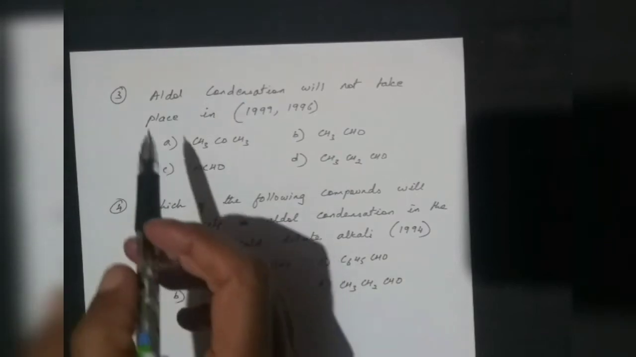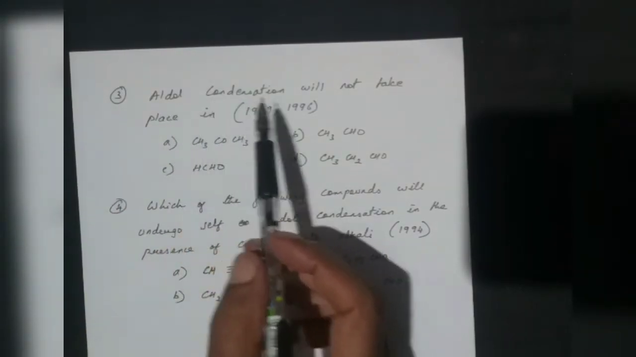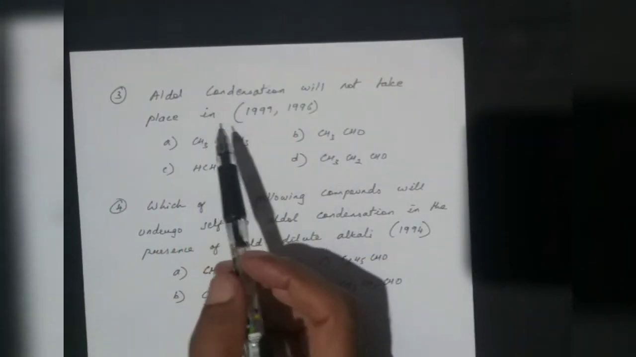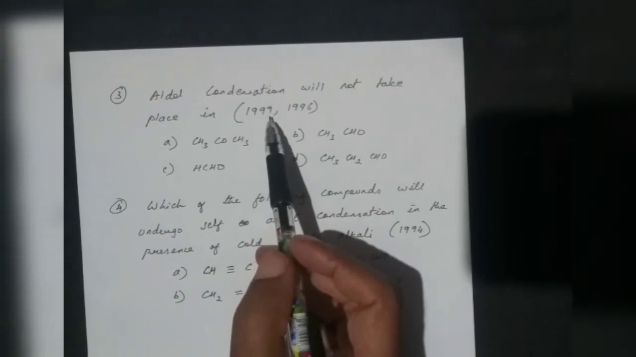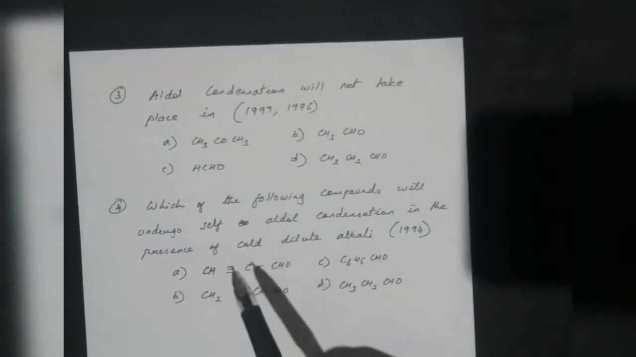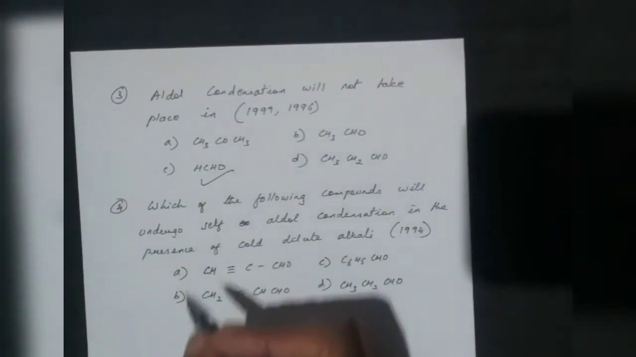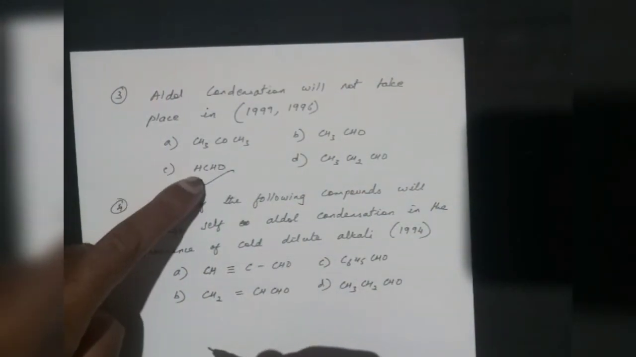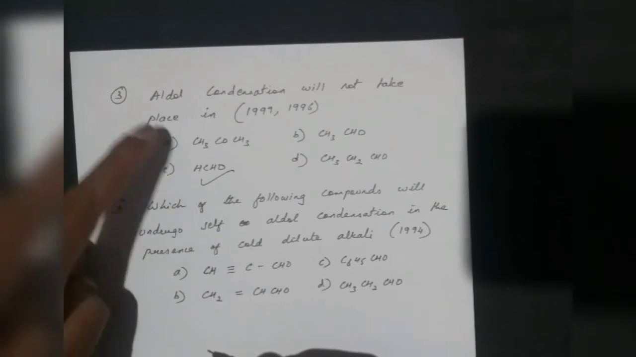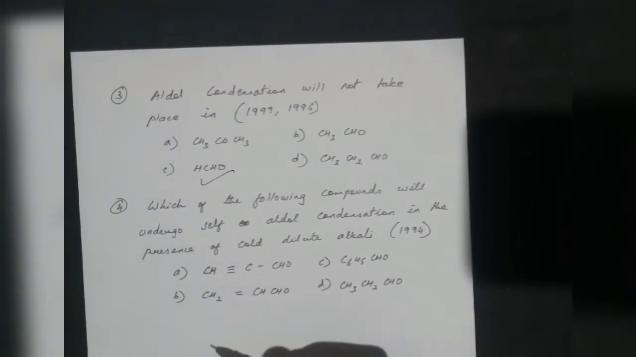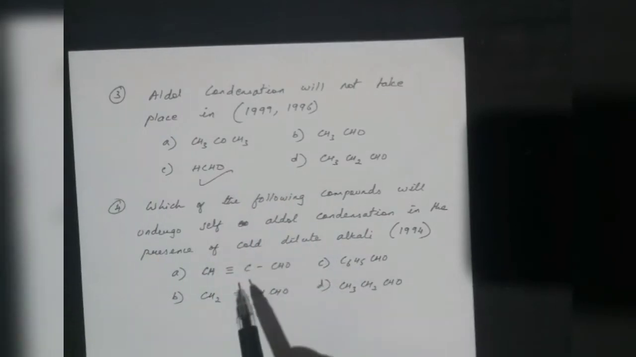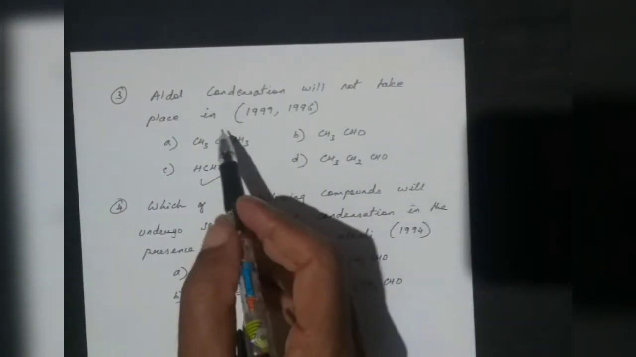So let's go to the third question. Aldol condensation will not take place in. They have asked this in 1999 as well as 1996. So we know that directly you can give the answer formaldehyde, because formaldehyde does not have the alpha hydrogen. So it will not undergo Aldol condensation. So it's the basic question, you are aware of it. In all the other three options, we have the alpha hydrogen.